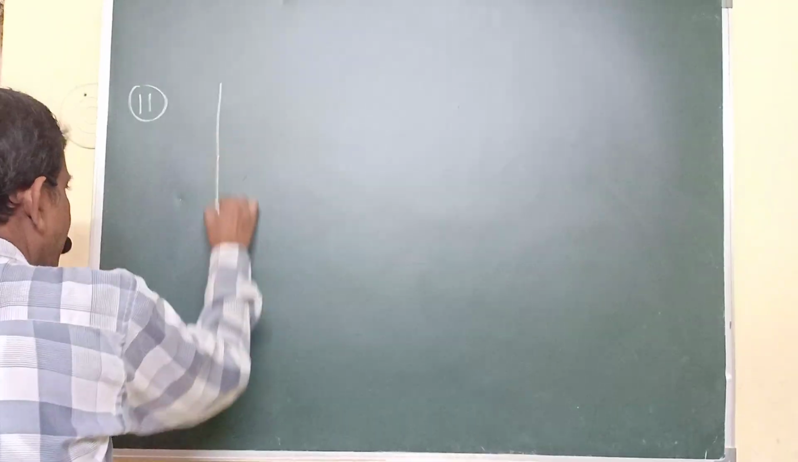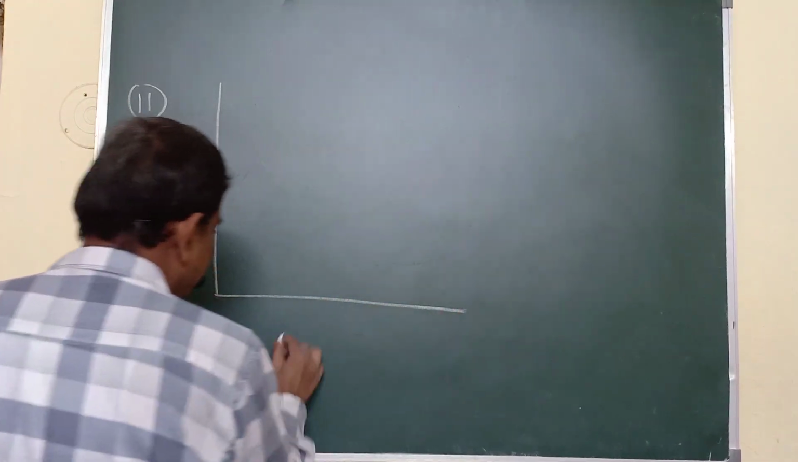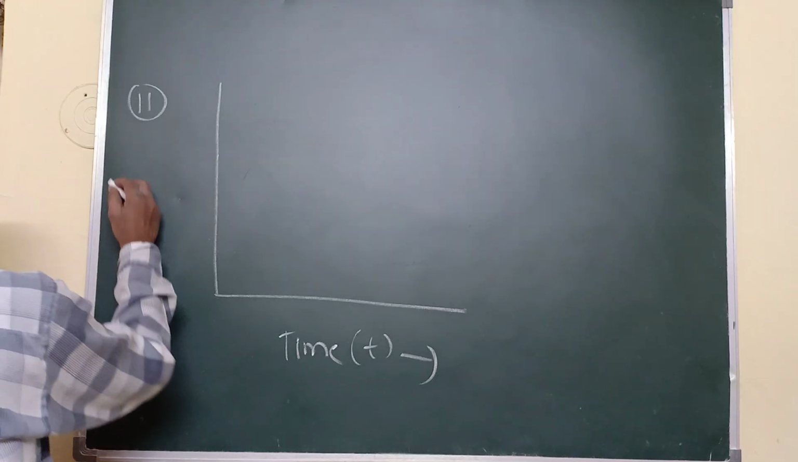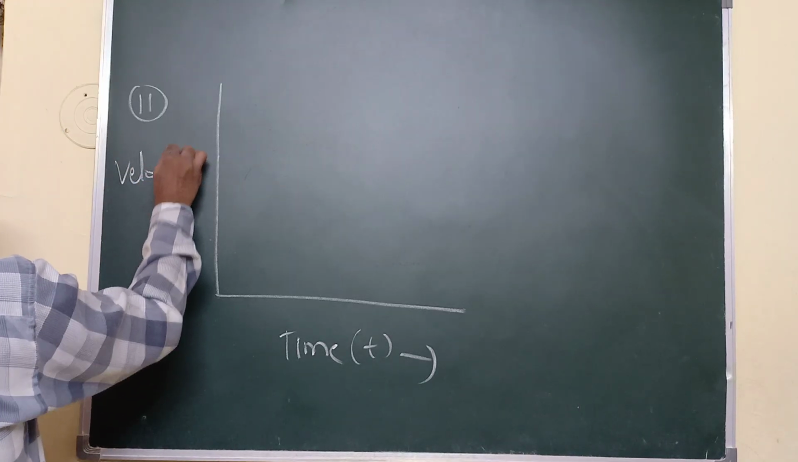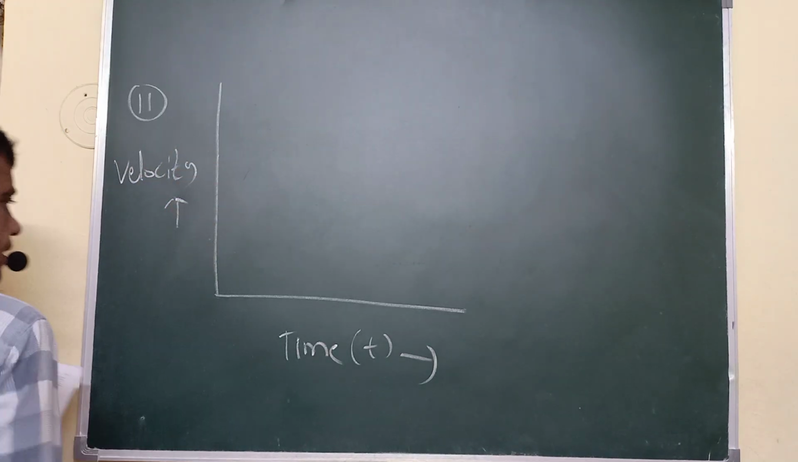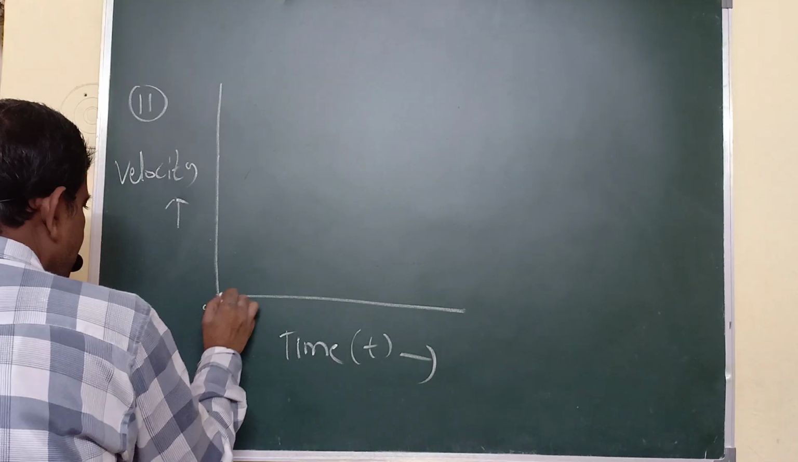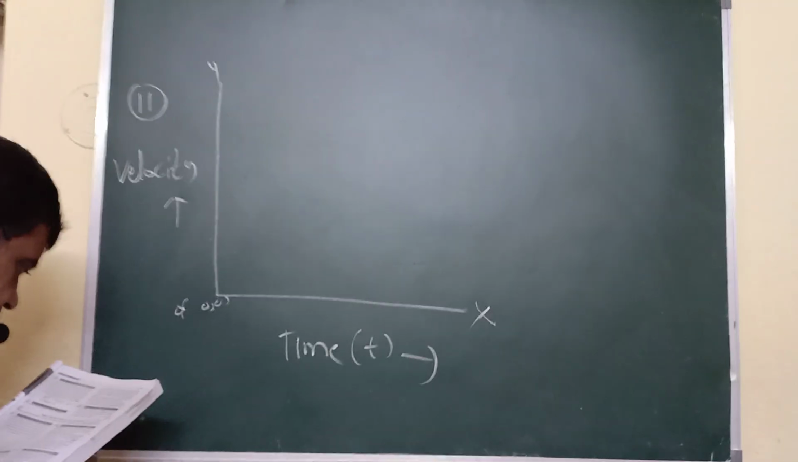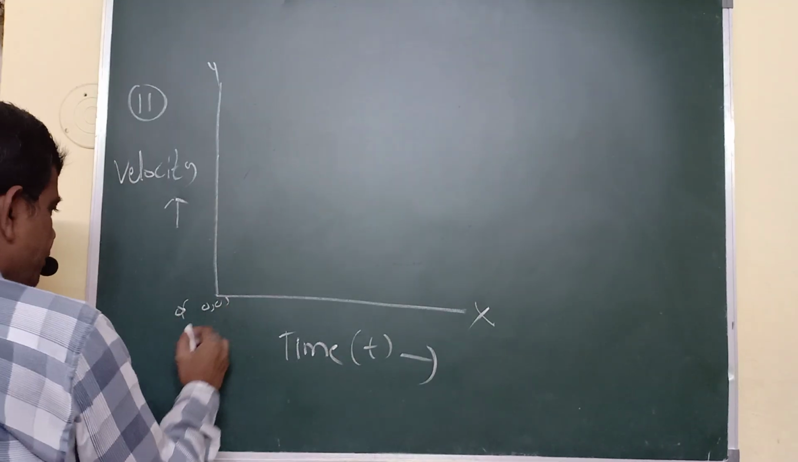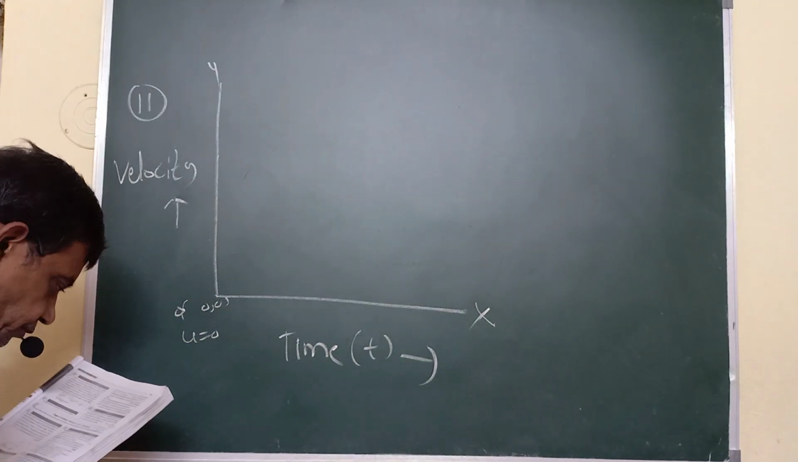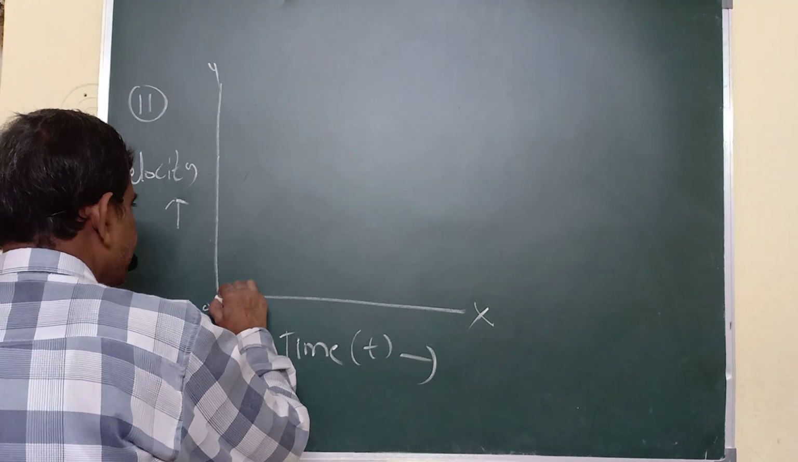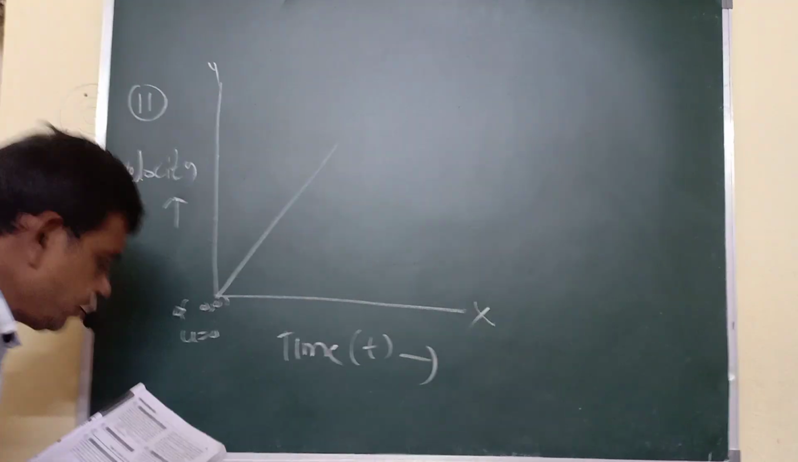This is our question. So for this I am taking time here and velocity here. This is the curve, so this is the x-axis and this is my y-axis. Starting from rest, so initial velocity is 0, with constant acceleration. In the case of acceleration, I am taking it like this.